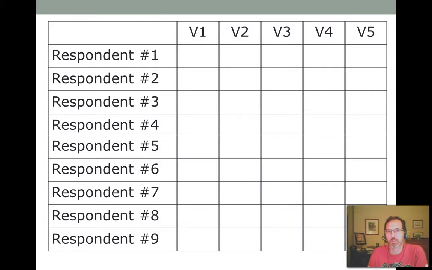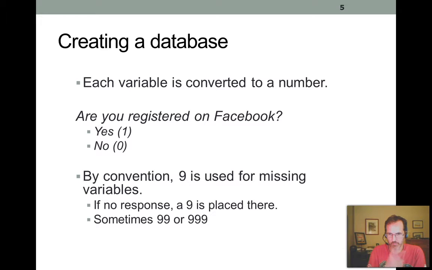So here's what a database looks like. Each row is a unit, a respondent in a survey. Each column is a variable. Now, typically, each question in a survey would be converted to a number, and you've all seen this in the data sets that you took a look at. So we might ask, are you registered on Facebook? And for this particular question, all yes answers would be converted to a 1, all no answers converted to a 0. When you look in these databases, by convention, 9s indicate missing variables.